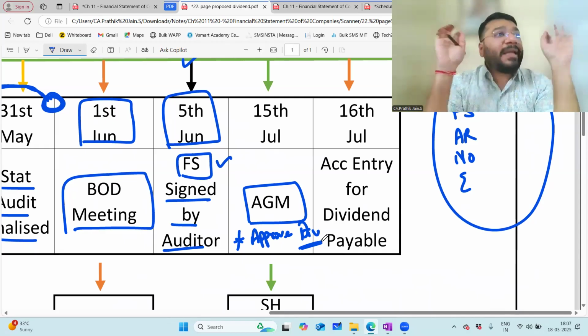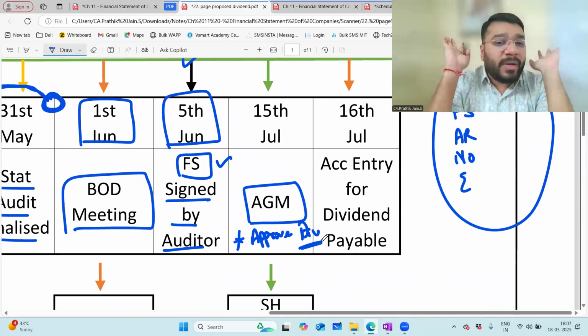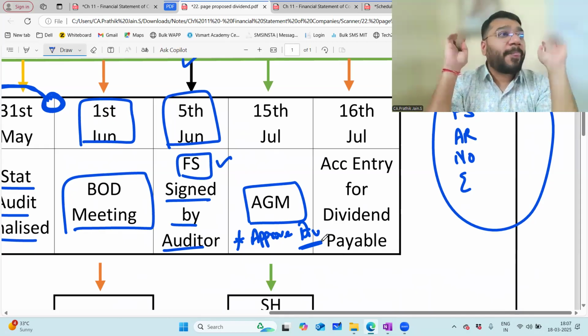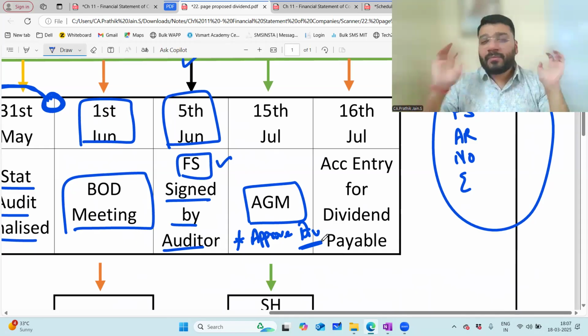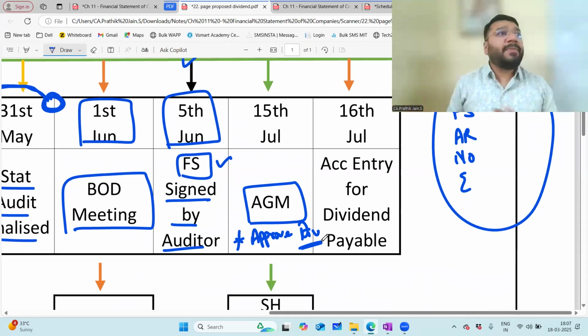I am talking about one agenda which is relevant to accounts at this moment, which is approval of dividend. So in this meeting, what will happen? The person who is conducting this meeting, like how in an award show we had an MC, like that, there will be a person who will be interacting with the shareholders.